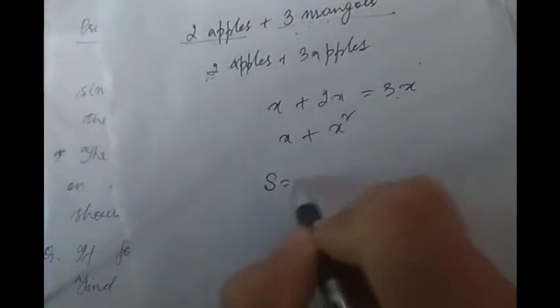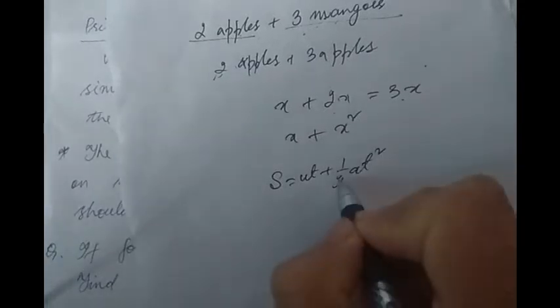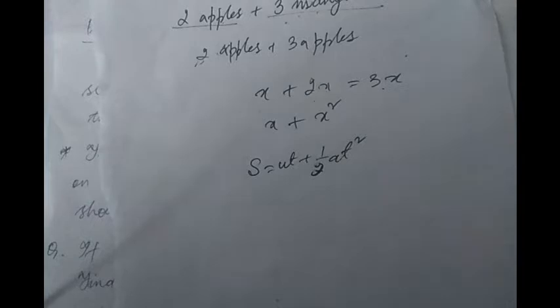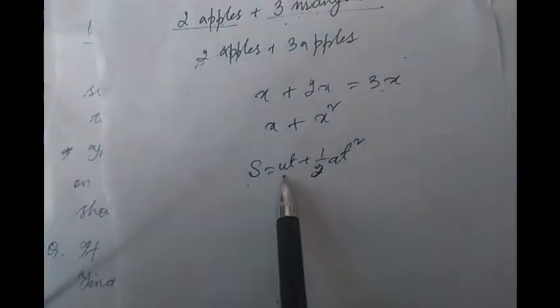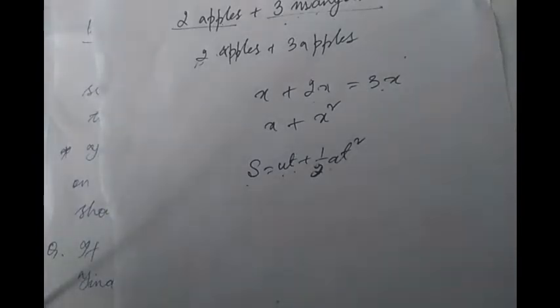Say for example, I take an equation something like s equals ut plus half at squared. This is one of the equations of motion. I hope you're familiar with this. So in here, s is the displacement, of course, u is the initial velocity, t is the time, a is the acceleration, t is the time. So this is an equation.